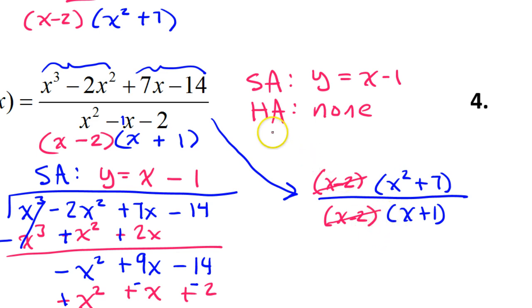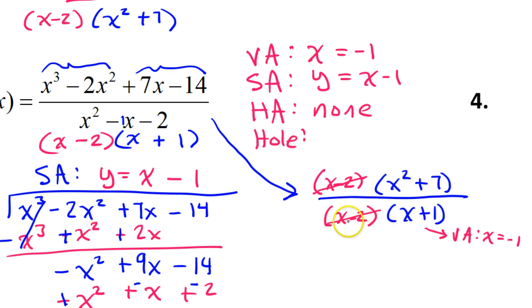Okay, so we're going to have a vertical asymptote, but we're only going to have one. We're going to have a vertical asymptote that's going to come from this, and that's going to give me x equals -1. Okay, but we're going to have a hole because of the canceled factor. We're going to have a hole.